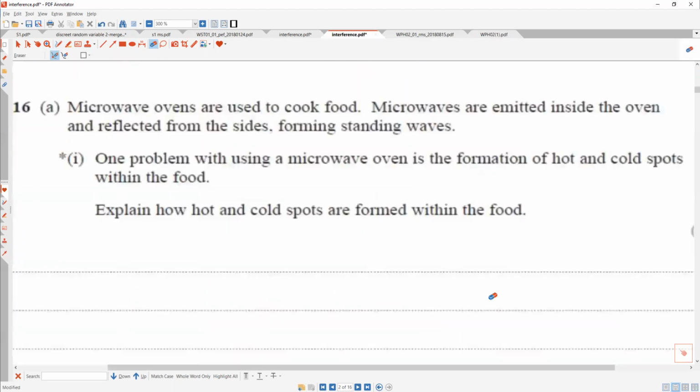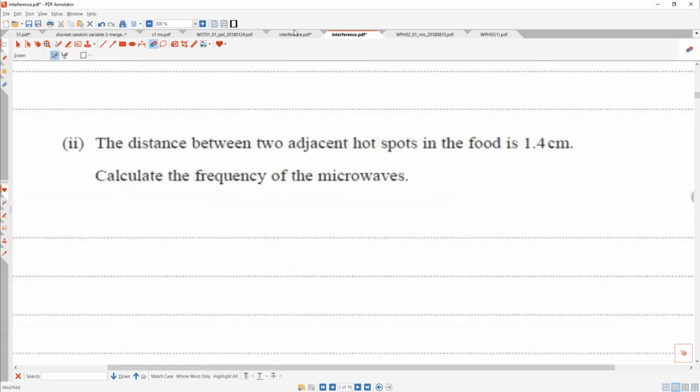Guys, that's the next question. So they gave us this. Let me see how many of you can do this on your own. Read it and do it on your own. Let me see how smart you are. Okay, so here they said 2 adjacent hotspots. Let me show you guys how this is done. Look, 2 adjacent hotspots. If you draw the graph, can you see this is a node, this is an antinode, and this is also an antinode, and they are adjacent.